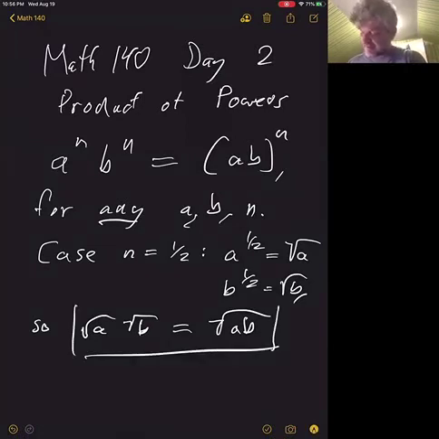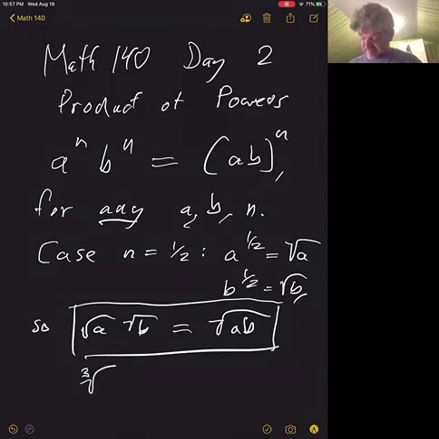And similar rules for cube roots, fourth roots, any roots, as long as the index of the root, that's the little number that you would write on top of this root symbol, is the same everywhere. You're talking about square root, square root, square root, or cube root, cube root, cube root. So it's like this: cube root a, cube root b is equal to the cube root of a times b. That would also work.